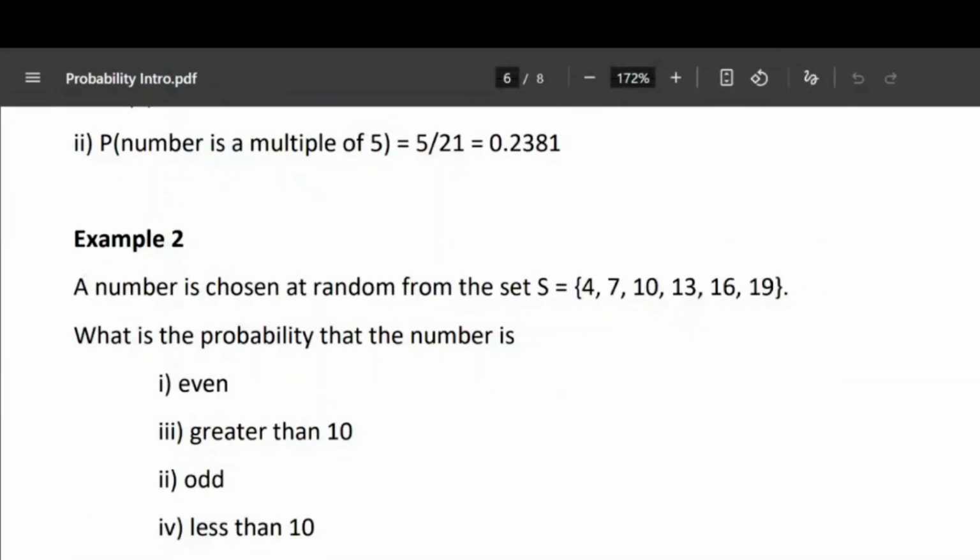A number is chosen at random from the set S, which has 4, 7, 10, 13, 16, and 19. What is the probability that the number is even? The number is greater than 10. The number is an odd number. The number is less than 10. The number is between 4 and 19.